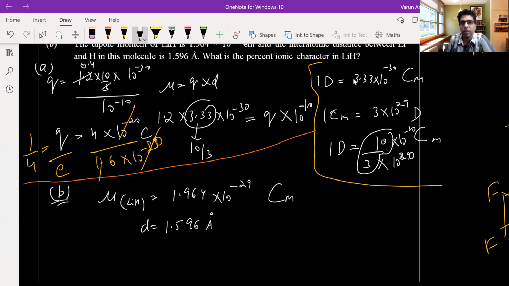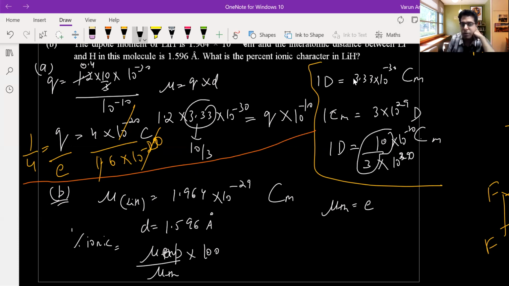Now what is the percentage of ionic character? So you have to find out the percentage of ionic character. So percentage of ionic character will be experimental dipole moment upon theoretical dipole moment into 100. Now what is theoretical dipole moment? Assuming it to be 100% ionic, that is the charge of electron into bond length.